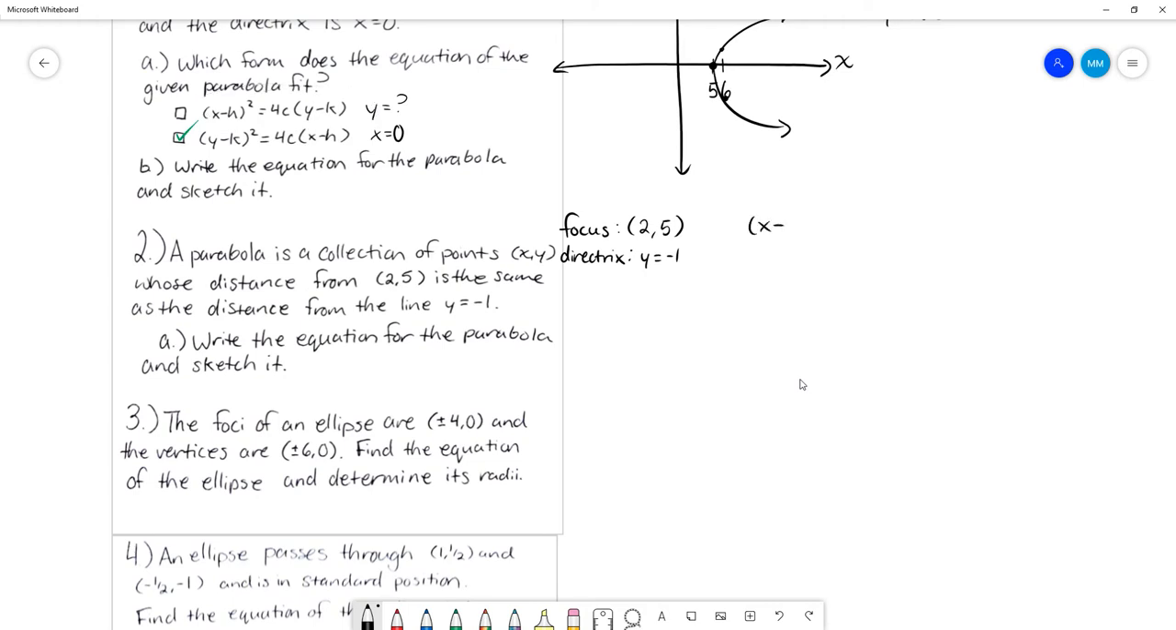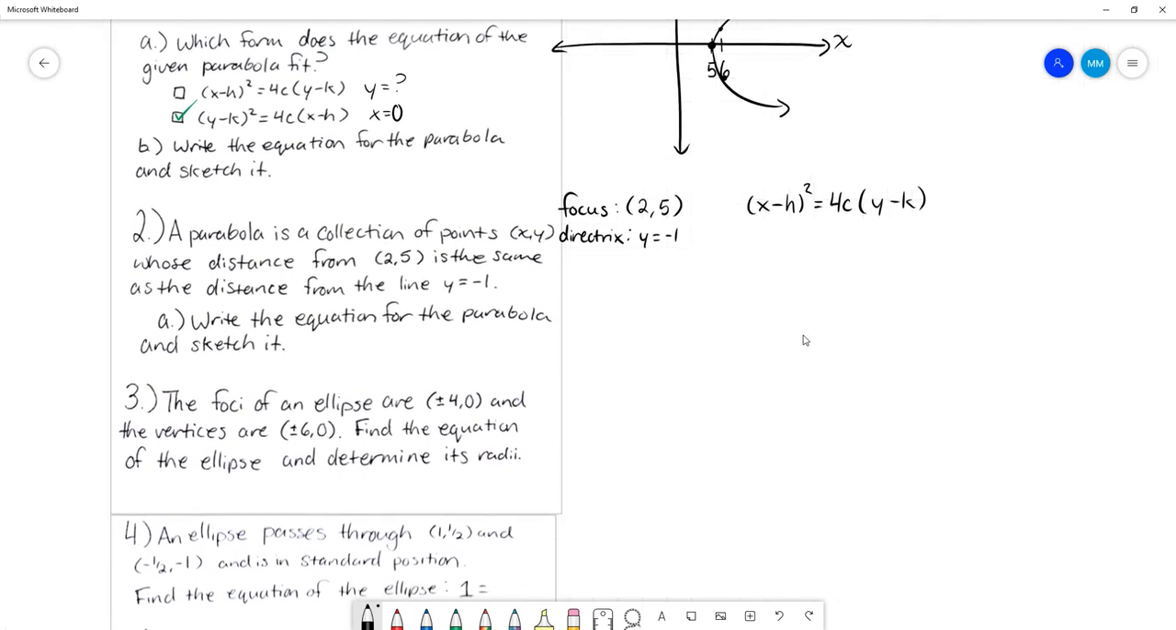So I know it's going to be x minus h squared equals 4 times c times y minus k. But we don't know our vertex yet, so this becomes tricky. Let's go ahead and draw what we do know, though, which is that this line, y equals -1, is going to be the same distance from our parabola as this point, (2, 5).